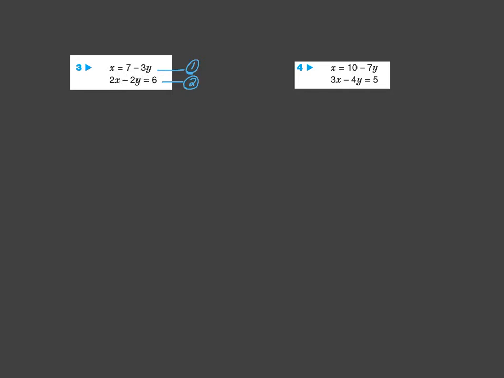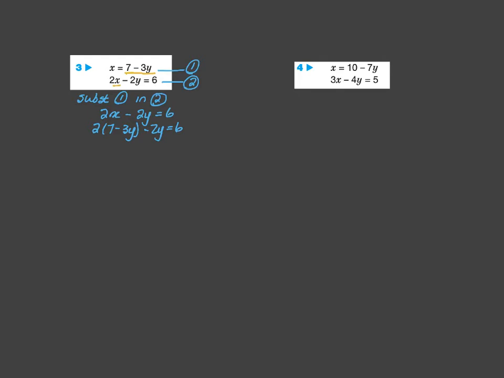So I'm going to substitute the 7 minus 3y in the place of x there, which means that I am substituting equation 1 into equation 2. So let's write down 2 so I can see what I'm doing. So it's 2, and I'm substituting x with 7 minus 3y in brackets, minus 2y is equal to 6.